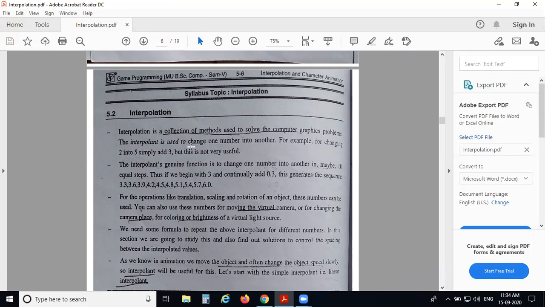Interpolation is a collection of methods used to solve computer graphics problems. The interpolant is used to change one number into another. For example, for changing 2 into 5, simply add 3, but this is not very useful. So there are different types of methods which are used for solving computer graphics problems when creating an application. There is also a most important use of the interpolation concept to solve particular problems, to change one number into another. Okay, so the simple concept of interpolation means we change the numbers from one number to another.